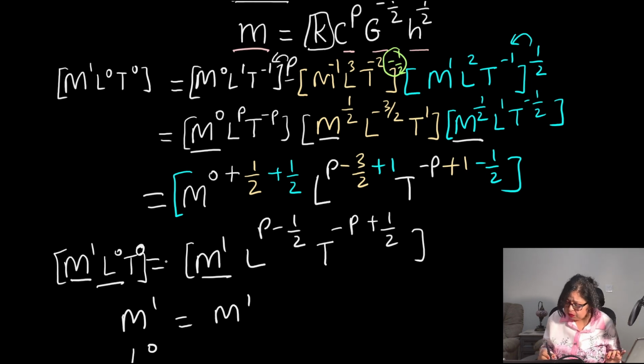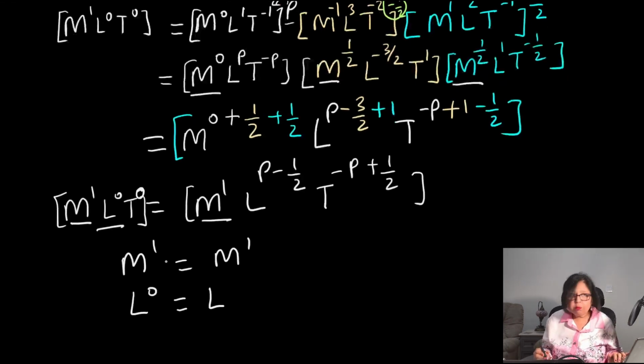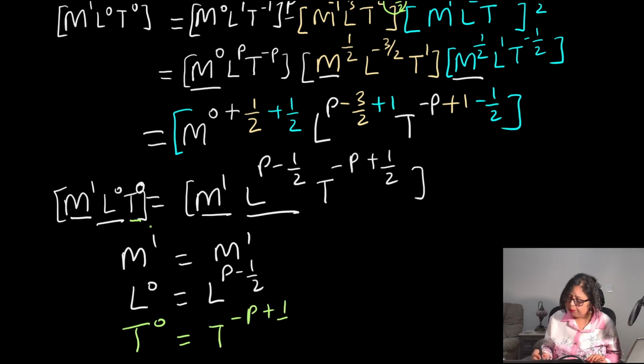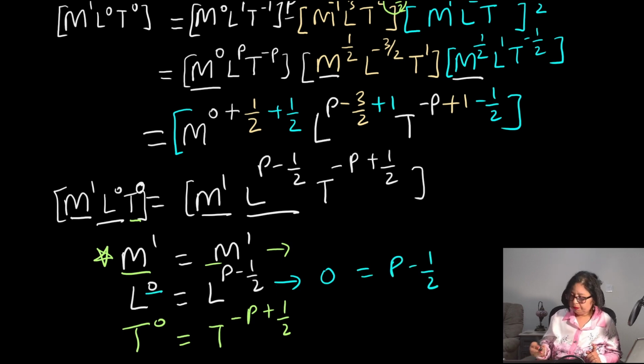L to the 0 on the left hand side equals L to the power p minus 1 half on the right hand side. T to the power 0 on the left side equals t to the power minus p plus 1 half on the right hand side. So whenever the base is same, that implies the power is same. For this equation, base is m and the powers are also 1. Nothing to do there. For the next one, the equation in L, we get 0 equals p minus 1 half.